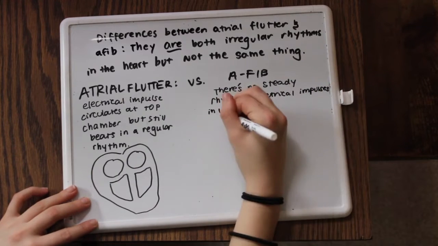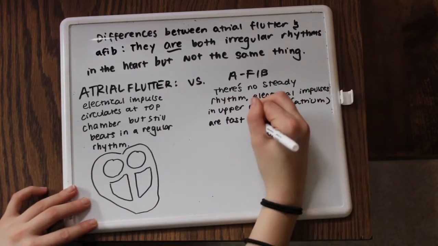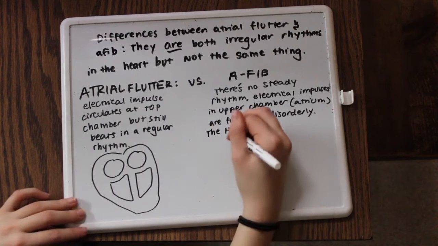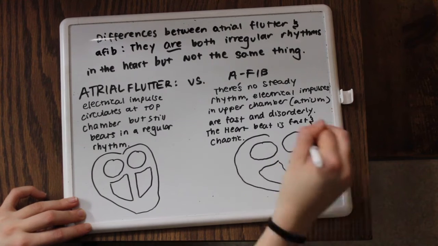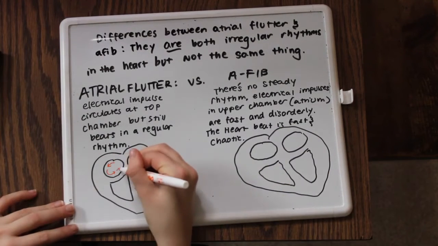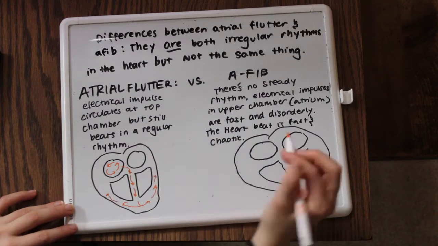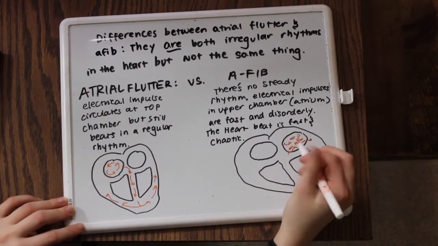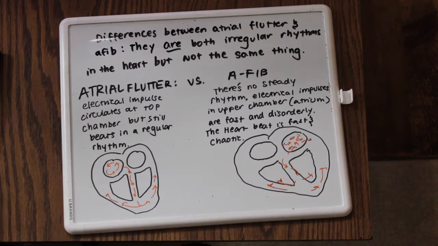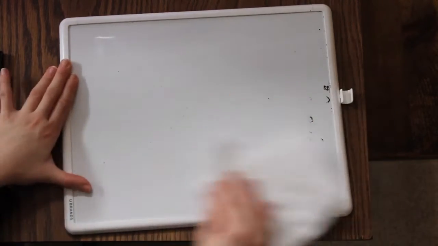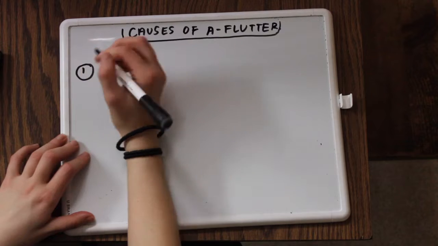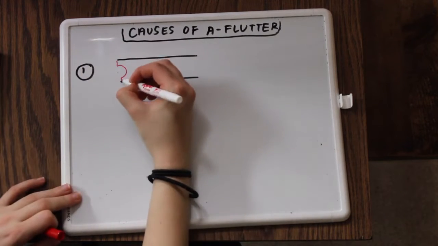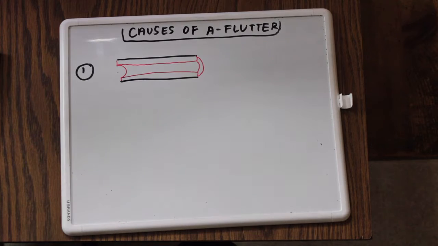Meanwhile, atrial fibrillation does not have a steady rhythm. The electrical impulses traveling through the atrium are fast and disorderly, and this causes the heart to beat fast in a chaotic rhythm. So here I'm drawing atrial flutter. You can see that the signal is still steady from the top to the bottom, but just circulates in the upper chamber. Meanwhile, in Afib, the beat is chaotic and the signal kind of fires everywhere throughout the heart. So we now understand different kinds of atrial flutter, the difference between atrial flutter and a normal rhythm, and also versus Afib. So let's talk about the causes of atrial flutter.